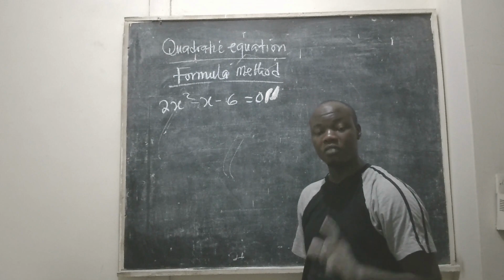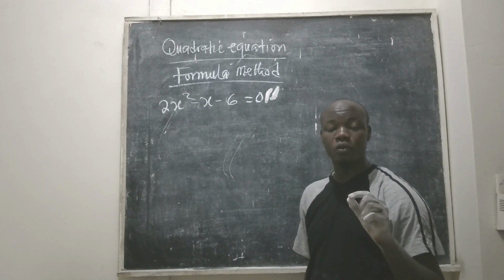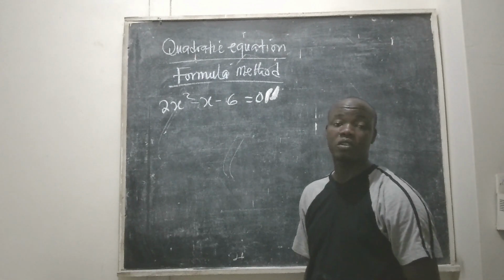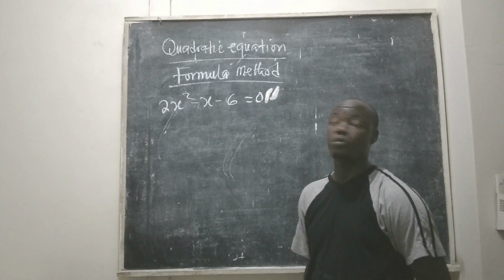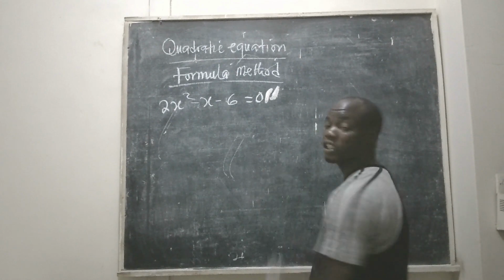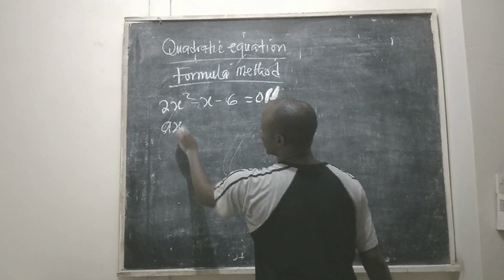So if you have such kind of questions, you are advised to use the formula method, because it's the simplest way of solving any complex quadratic equation. So therefore we have this equation. How are we going to solve this?